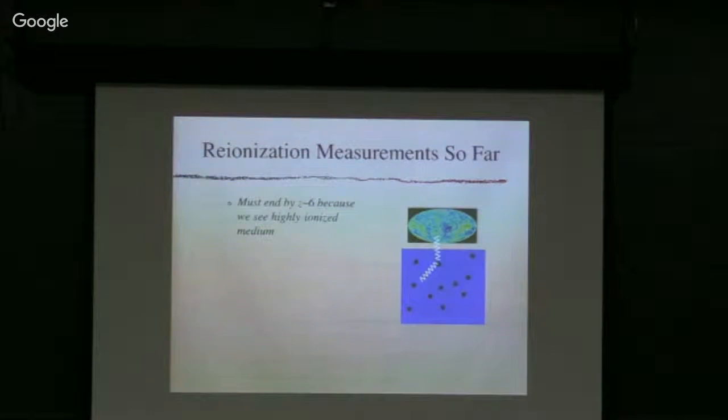So I mentioned that we know the universe has been highly ionized for a long time. We know that is true back to a redshift of about 6, which is about 1 billion years after the Big Bang. Okay, so reionization must end by that point.